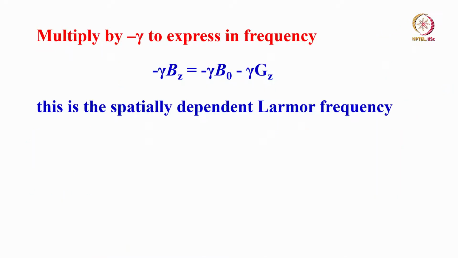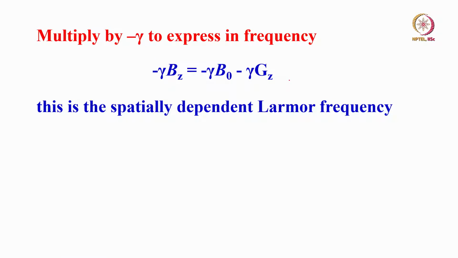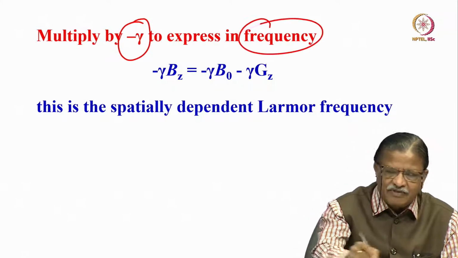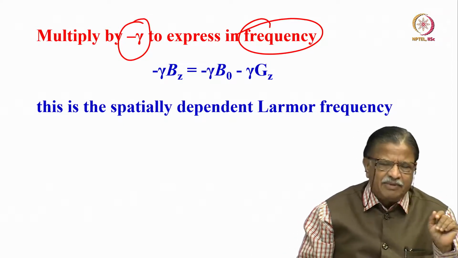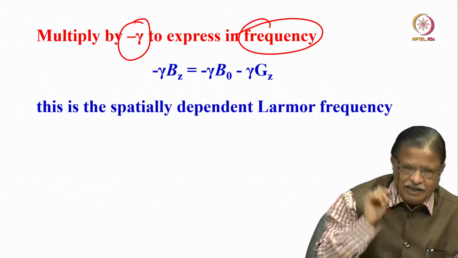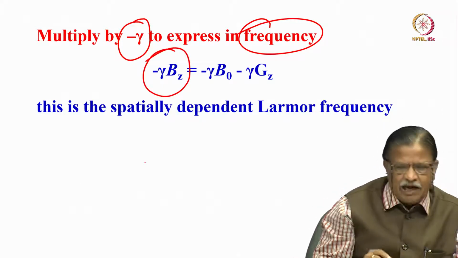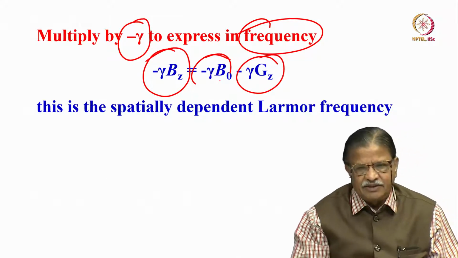Now, the same equation: Bz is equal to B naught plus Bg. Now, I am going to multiply this equation by minus gamma. Gamma is my gyromagnetic ratio. Why did I do that? Because I want to express this in frequency, for unit conversion. Do not worry, there is no big magic here. Simply we are multiplying by minus gamma to express in frequency. So this becomes minus gamma Bz equals minus gamma B naught and minus gamma Gz.